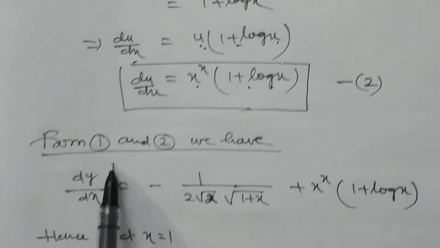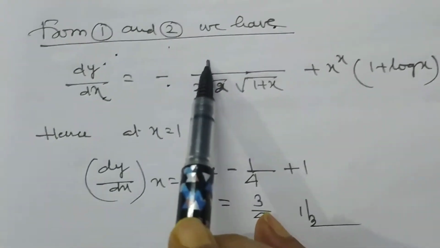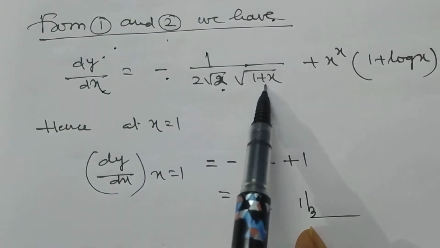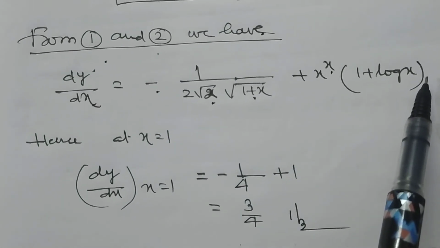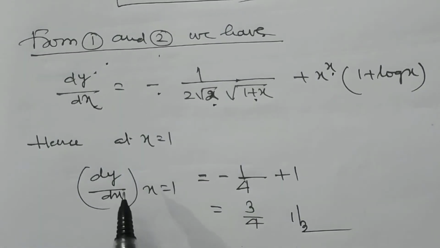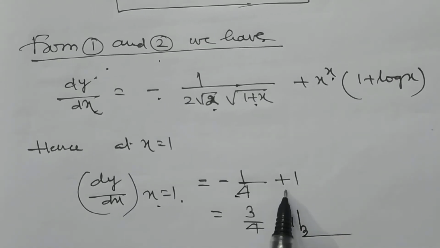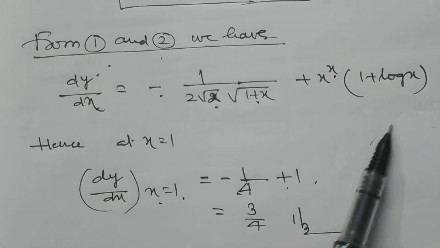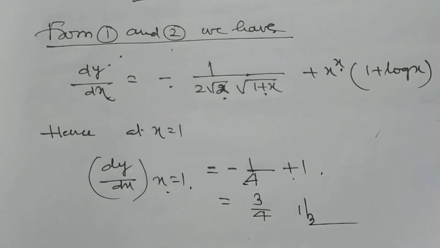From the first and second, we have dy by dx is equal to minus 1 by 2 root 2 root over (1 plus x), plus x to the power x (1 plus log x). And hence at x equal to 1, dy by dx at x equal to 1 is equal to minus 1 by 4 plus 1, that is 3 by 4. In this way we can solve this type of problem. Thank you very much.